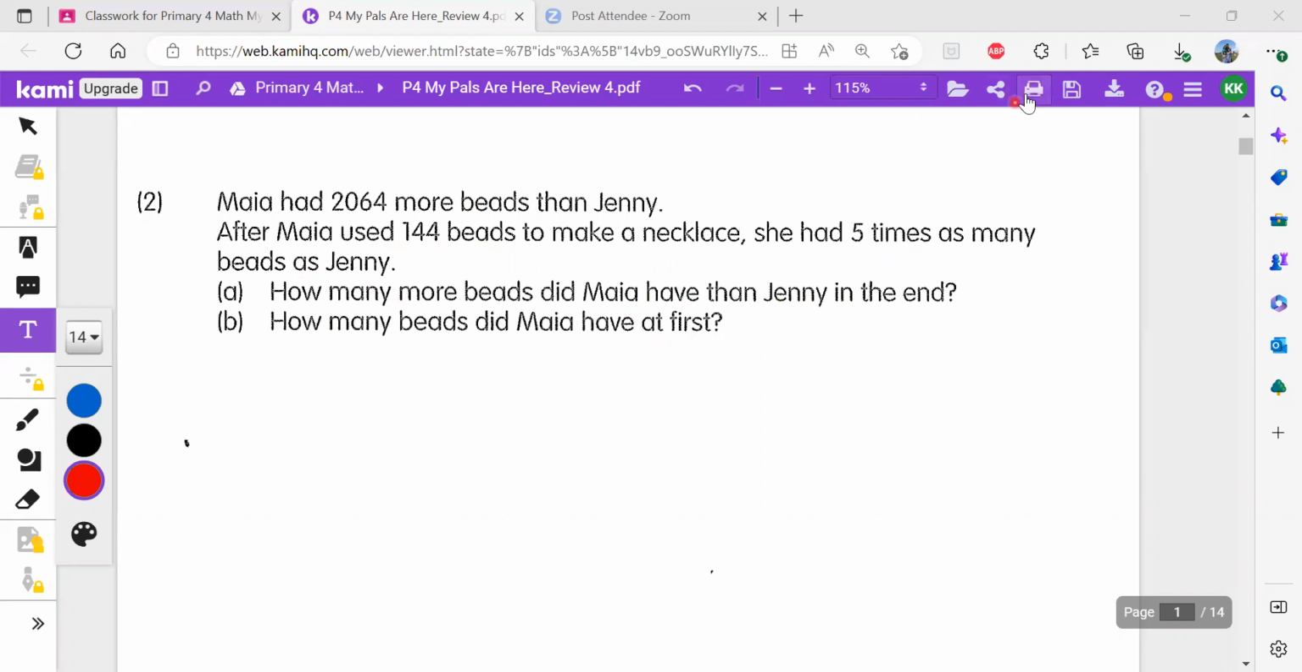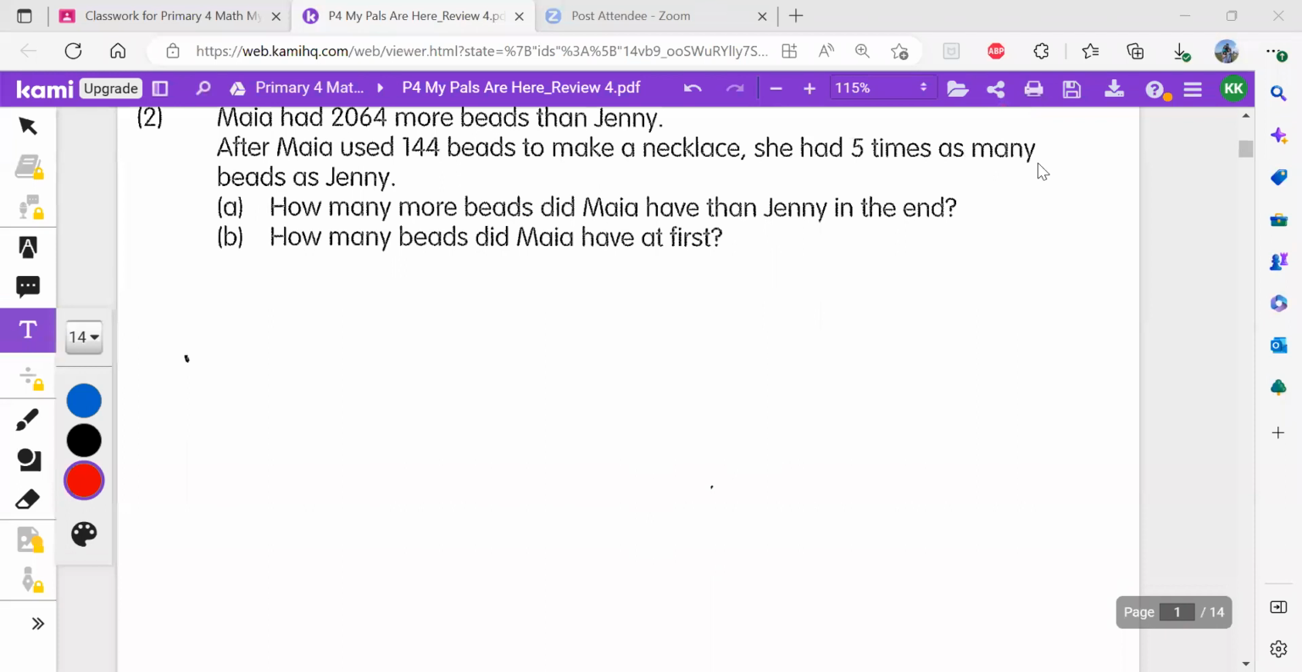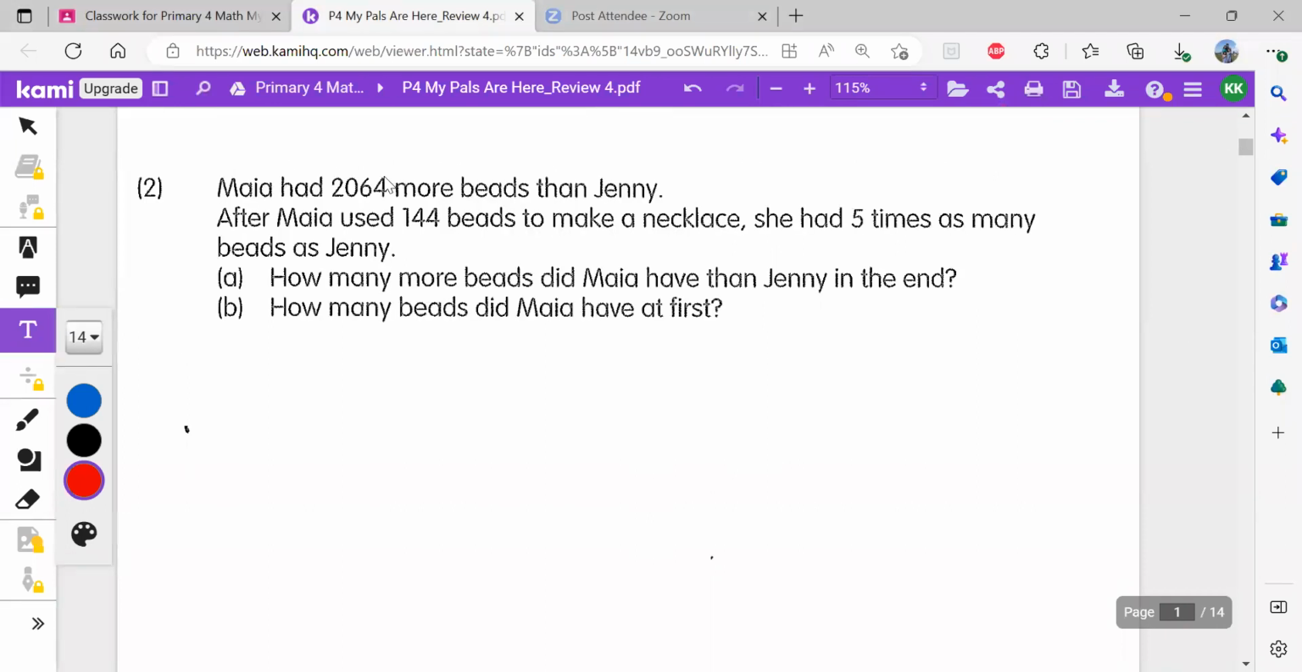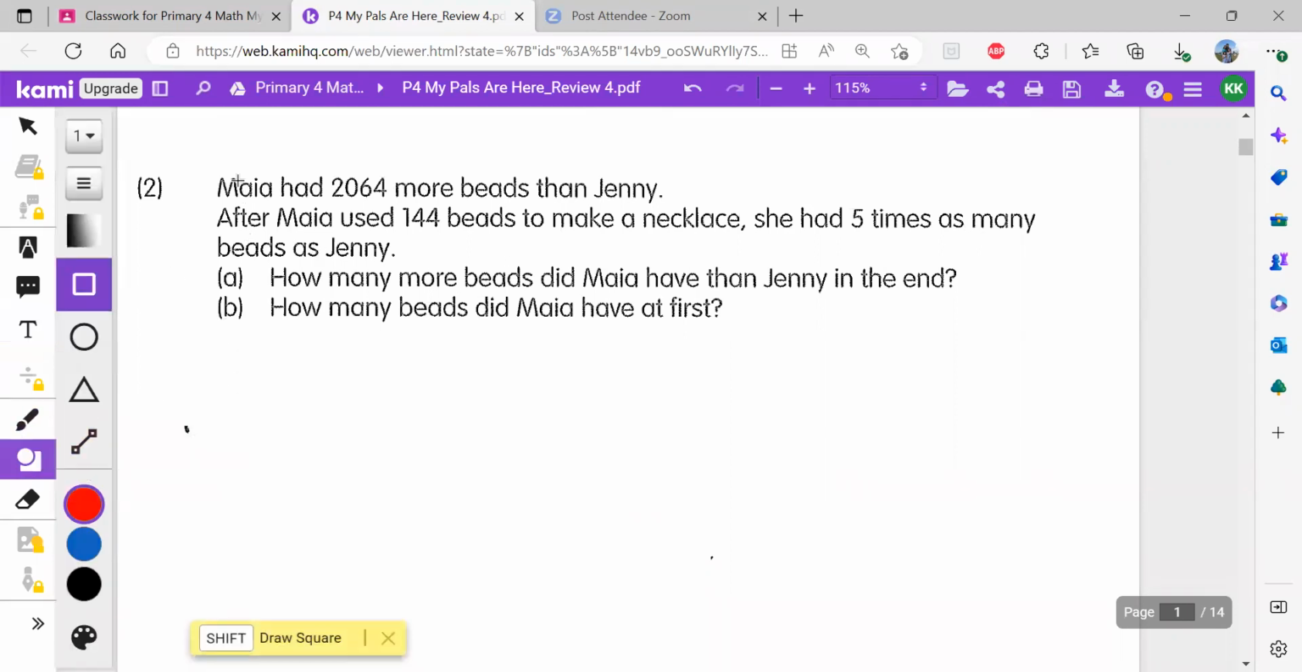So again, we want to turn this word problem into a picture problem. We don't like to leave it in words. We have to represent this question in a pictorial form. So let's take a look. Which sentence should we start drawing from? Can we start drawing from the first sentence?